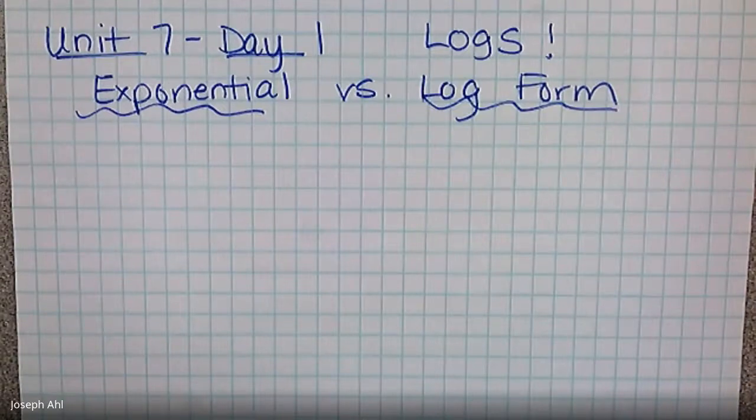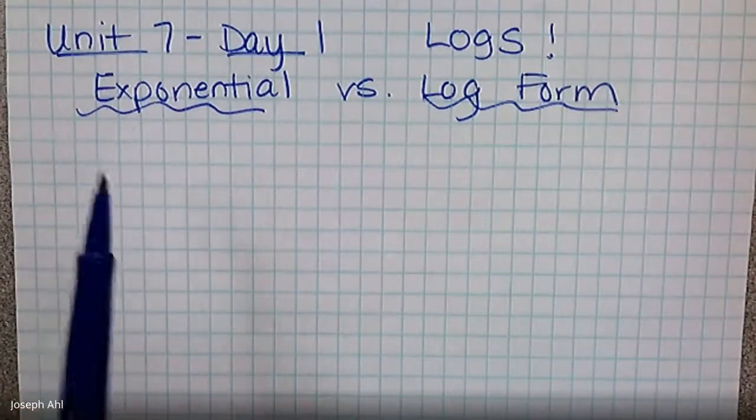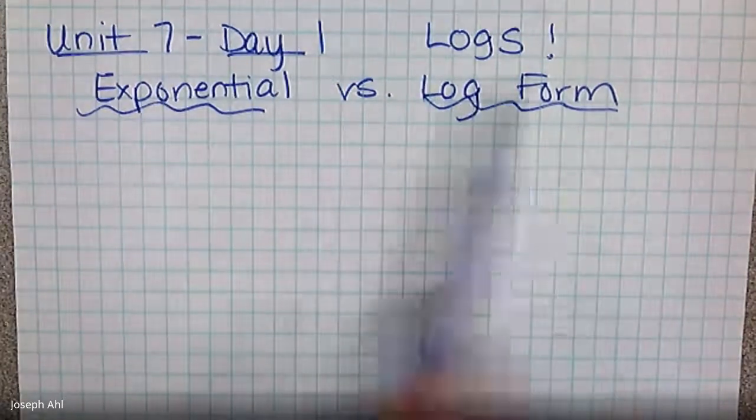Logs are pretty essential to us because logs are the inverse operations of exponentials. So when we talk about logs, what is a logarithm? It's something that undoes an exponential function. Just like multiplication and division are inverse operations, subtraction undoes addition. We need something to undo raising something to the x power, and that is going to be a logarithm.